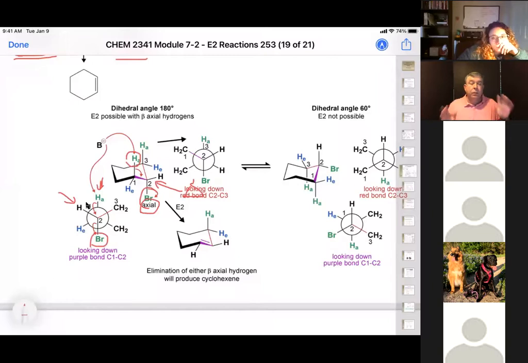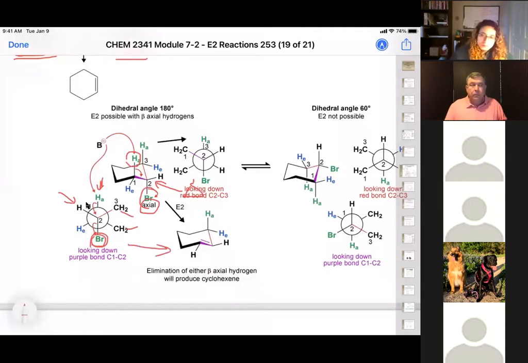Okay, so right away we're looking at this. Oh, we have these two CH2s. That's not very stable, but that's how it works in a cyclohexane. And the hydrogen A, the axial hydrogen, is 180 degrees away from the axial bromine, which means it's a favorable way to eliminate the hydrogen and the bromine with base. Okay, and so that would give us this product here.